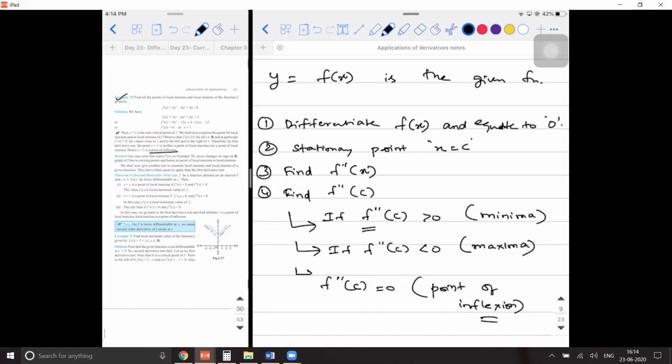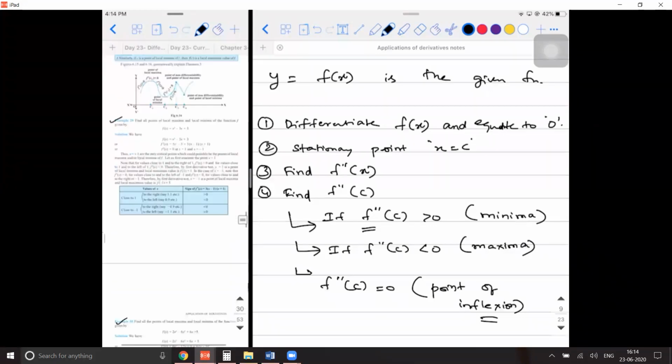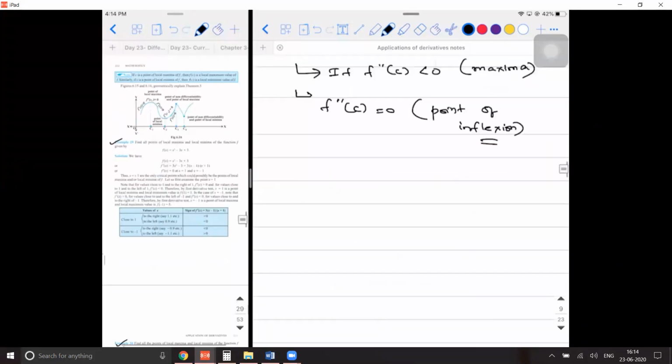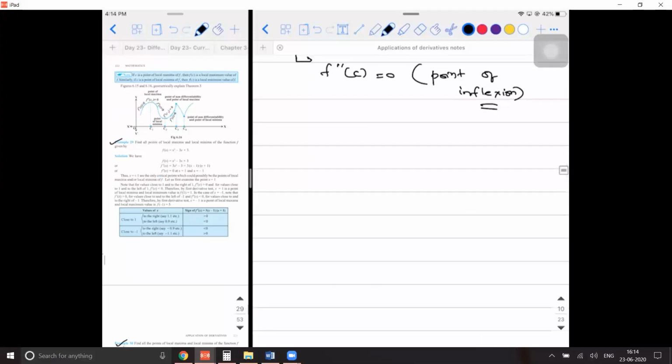Right? So if you have completed, we can do a problem based on it. Before going to new problems, we'll try to do the previous problems using the second derivative test. So example 29, what is the question? f of x is equal to x cube minus 3x plus 3.